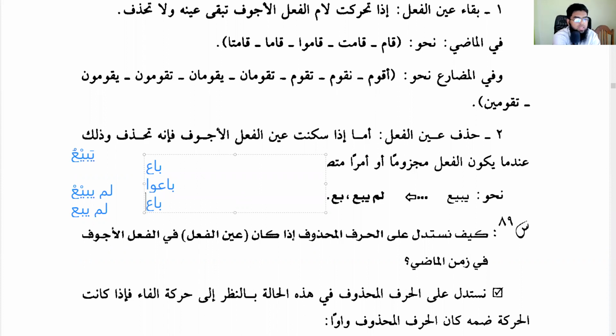Bi'tu, I sold. Even in bi'tu, what happened? The ya had a sukun and the ayn had a sukun, so it became bi'tu. Ba'a, ba'at, ba'u, ba'ata, bi'na: they all sold, nahnu bi'na. So where did the alif go? Huwa ba'a, and then hum ba'u. I'm not taking the duals. And then hiya ba'at.